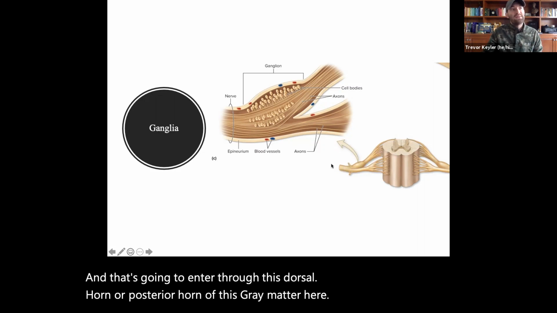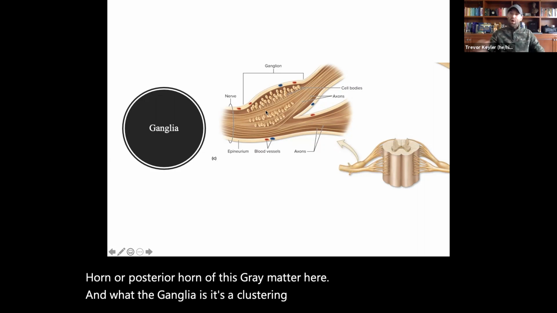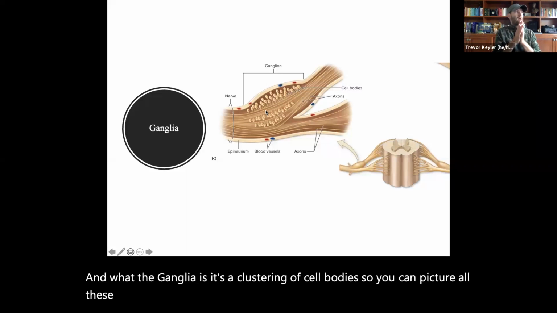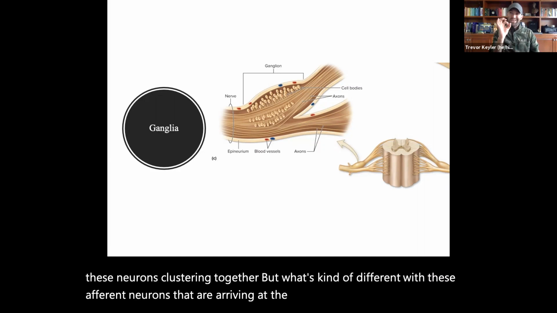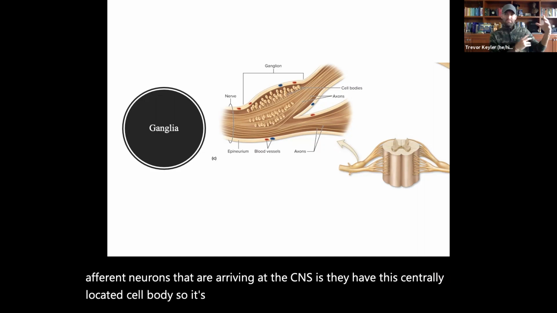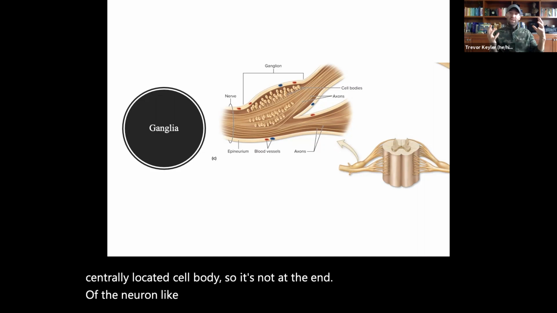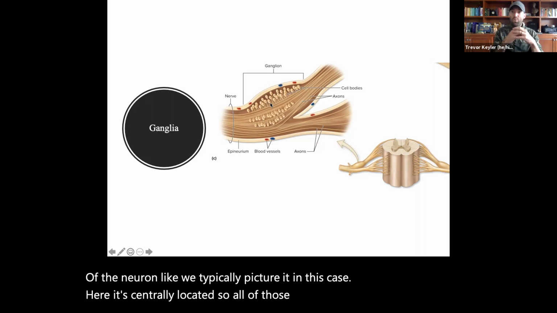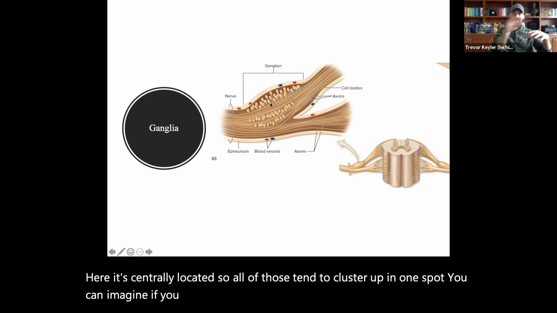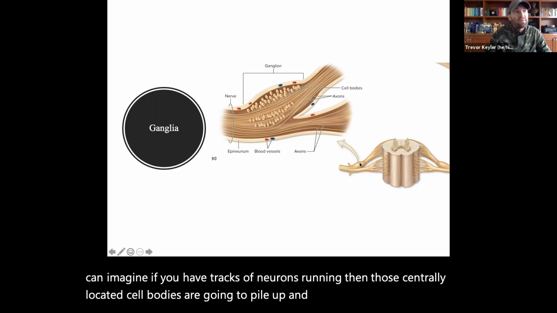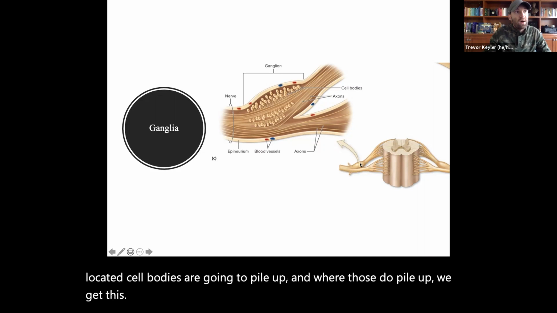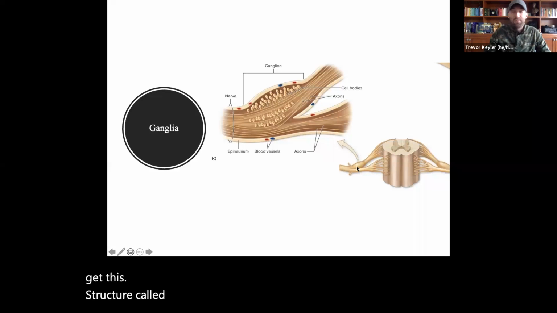And what the ganglia is, it's a clustering of cell bodies. So you can picture all these neurons clustering together, but what's kind of different with these afferent neurons arriving at the CNS is they have this centrally located cell body, okay? So it's not at the end of the neuron like we typically picture it in this case. Here it's centrally located, so all of those tend to cluster up in one spot. You can imagine if you have tracks of neurons running, then those centrally located cell bodies are all going to pile up. And where those do pile up, we get this structure called ganglion, okay, plural ganglia.